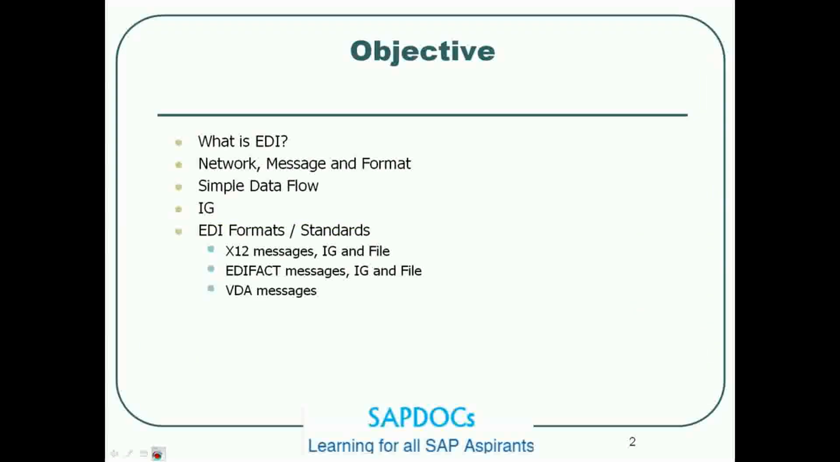We will cover the objectives first. In this session, we will learn the definition, network, message, and format of EDI components. We'll analyze a simple data flow, review the IG, and look into the three major formats: X12, EDIFACT, and VDA. For X12 and EDIFACT, we'll review the messages, IG, and the file. For VDA, we'll only review the messages.